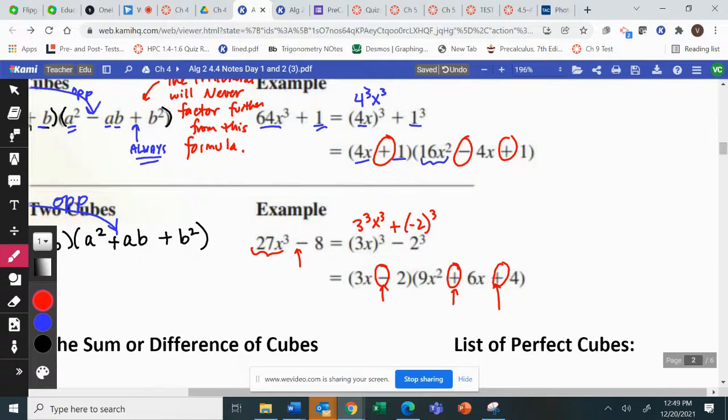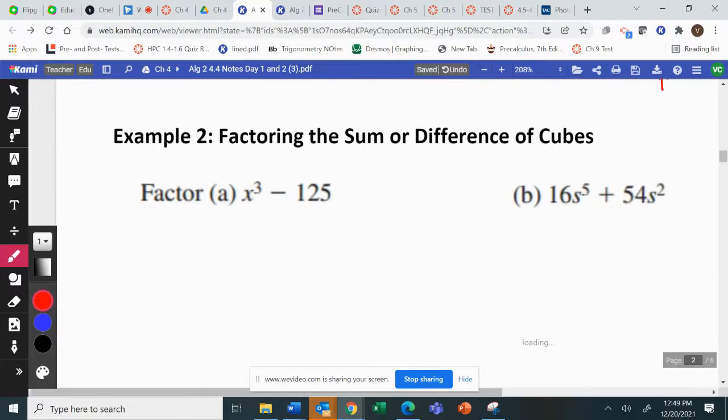Okay, so we're going to do a couple of these together, and then you guys have the rest of class to work on some of these.